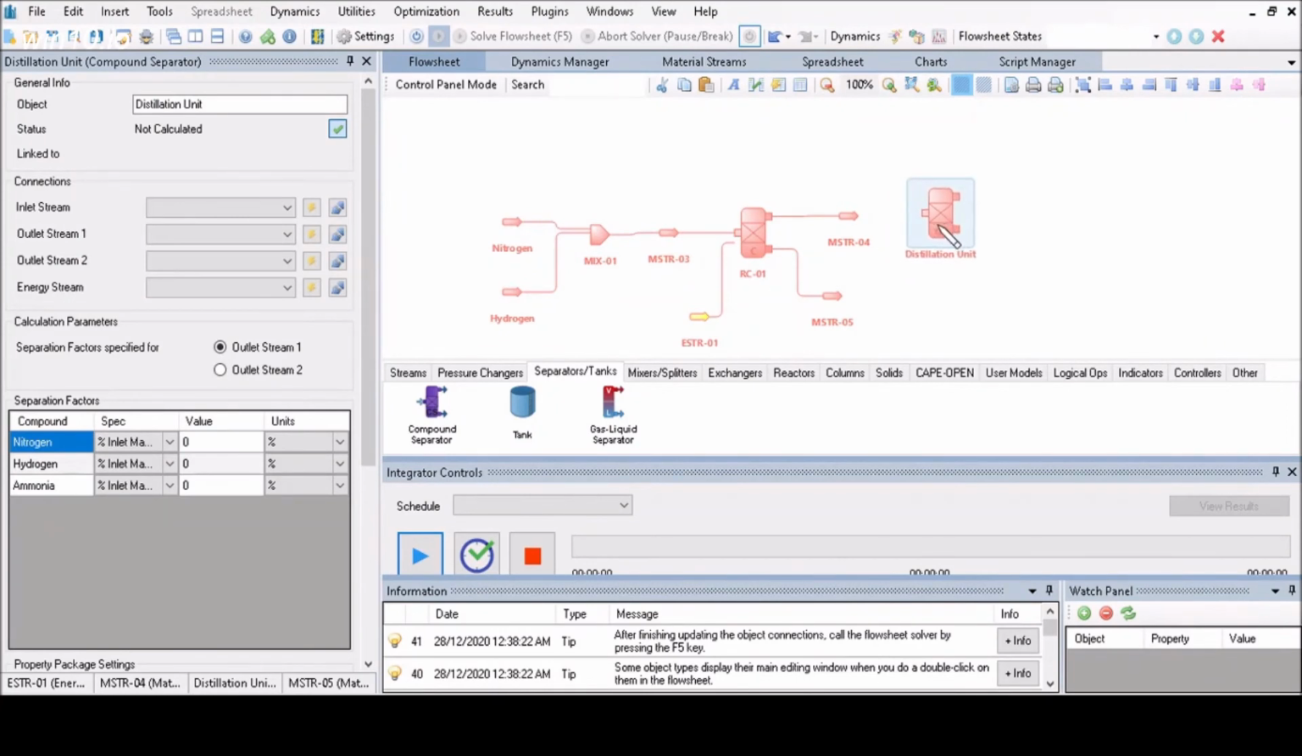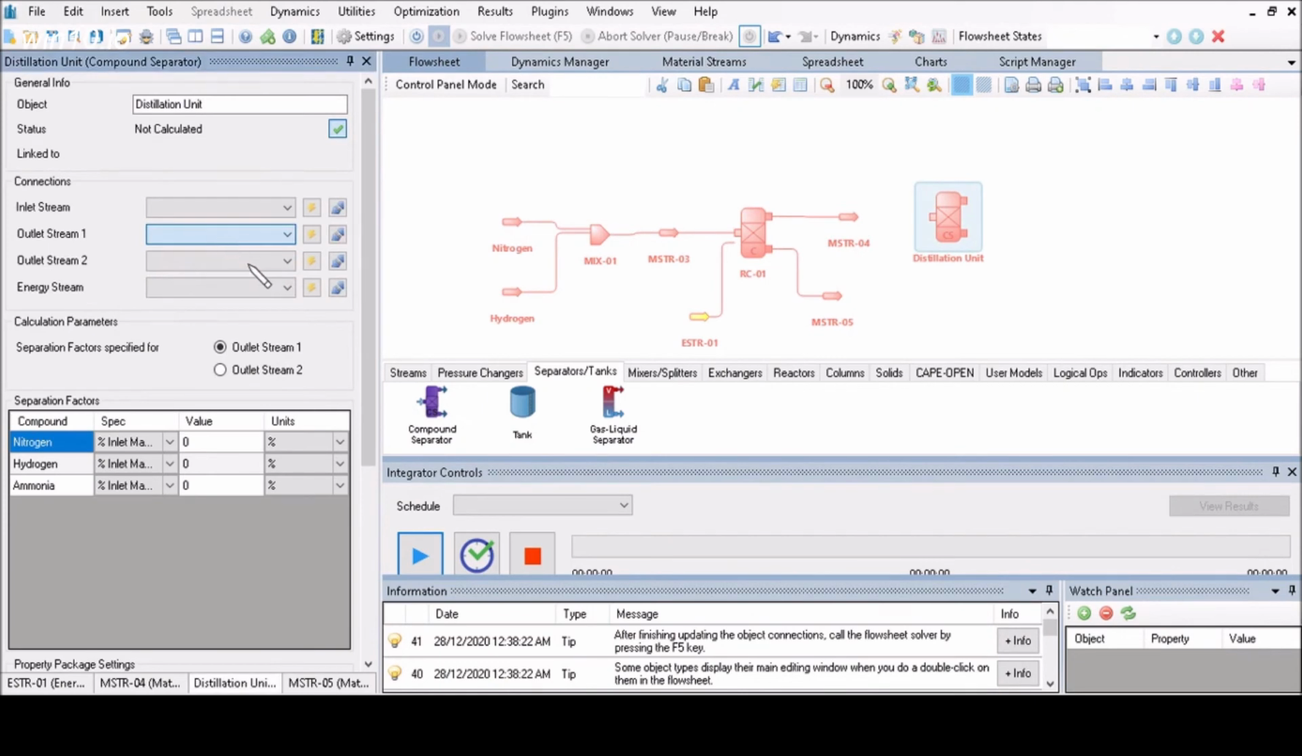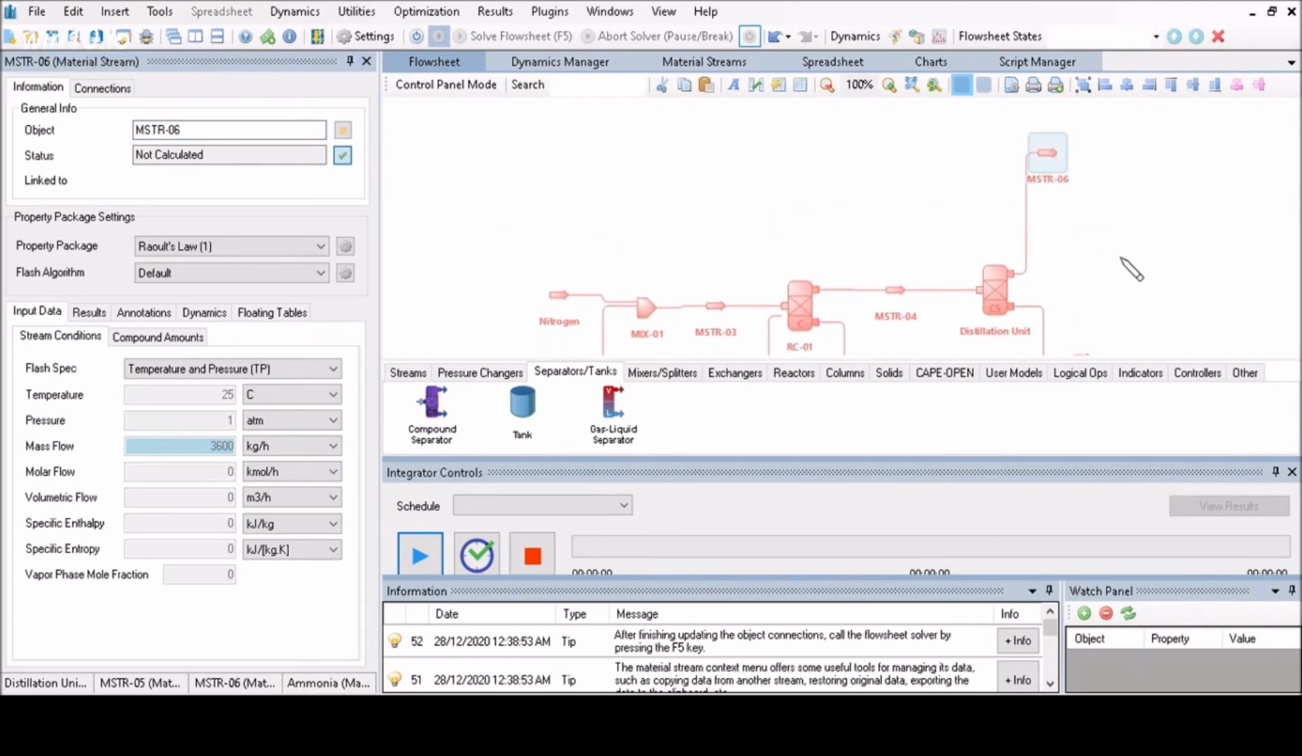And this stream here we connect to the distillation, since this will be the stream that will be filled with our product. And our outlet stream from the distillation unit, we have the pure ammonia and the unreacted gases that will be recycled back to the feed.